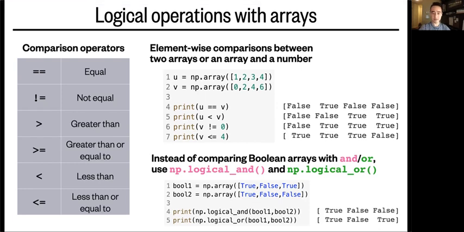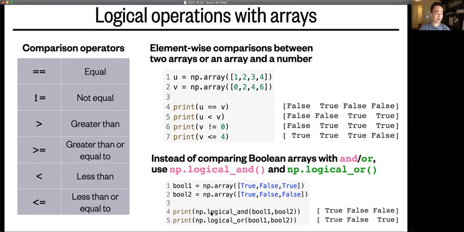Now here's something different. If you want to compare 2 Boolean arrays like bool1 and bool2 here, there's a bit of a quirk. NumPy won't let you use the logical keywords and or that you could with numbers. You can't write, for instance, bool1 or bool2. It's not going to work. Instead, with arrays, you have to use these functions logical and logical or, as shown here. And that gives you these element-wise comparisons.